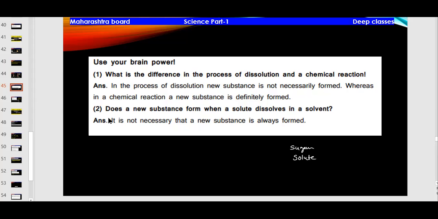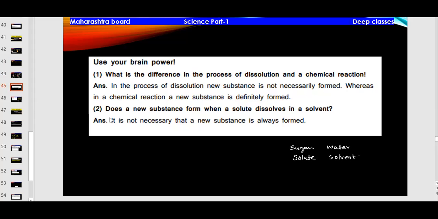Okay, and water becomes the solvent. Solvent is a liquid form. Solute is some substance that you are adding to it. I am giving you the example of a sugar solution here. So does a new substance form when a solute is dissolved in a solvent? It is not necessary. It is not necessary that a new substance is always formed.